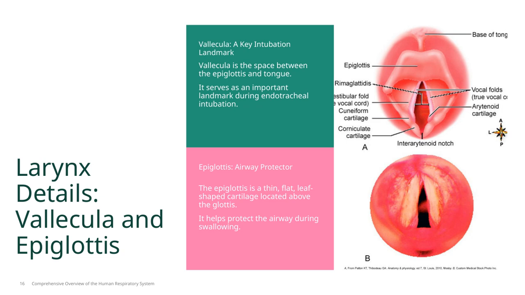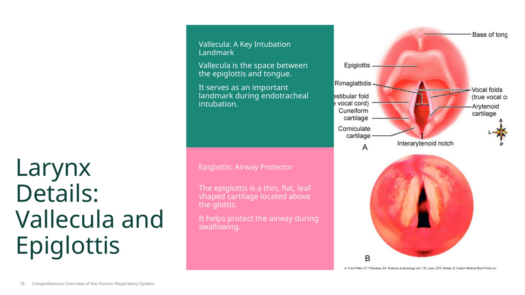The vallecula is the space between the epiglottis and the tongue. Recognizing this space is crucial because it helps guide the placement of the endotracheal tube accurately. During intubation, identifying the vallecula allows us to visualize the glottis more easily and ensures the tube is positioned correctly.